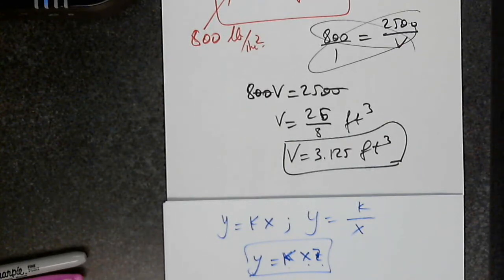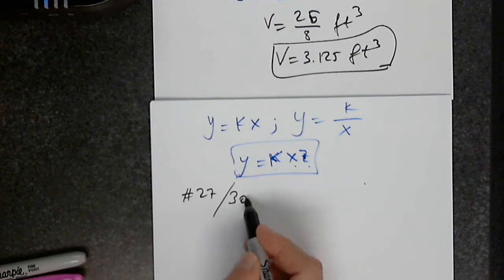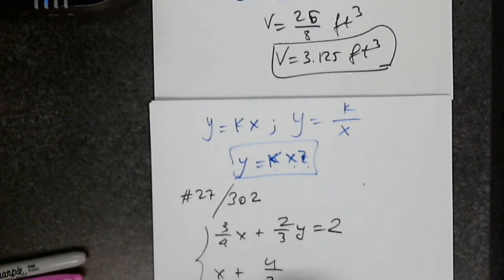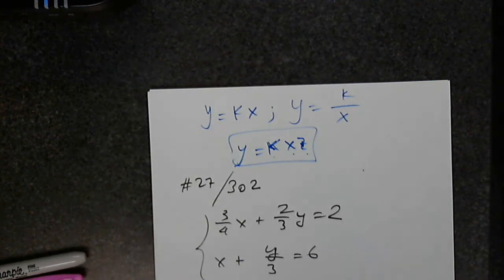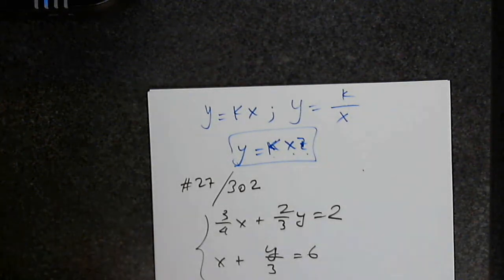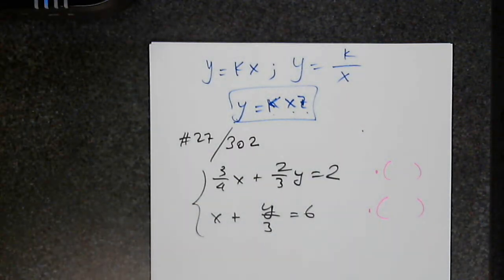let's look at a system like, for example, 27 on page 302. And that is 3/4 x plus 2/3 y equals 2. And x plus y divided by 3 equals 6. At least one thing you learned in this class is not to be afraid of fractions. Agreed? Agreed. Good. So I'm not afraid of fractions, and I will multiply both sides by 12.